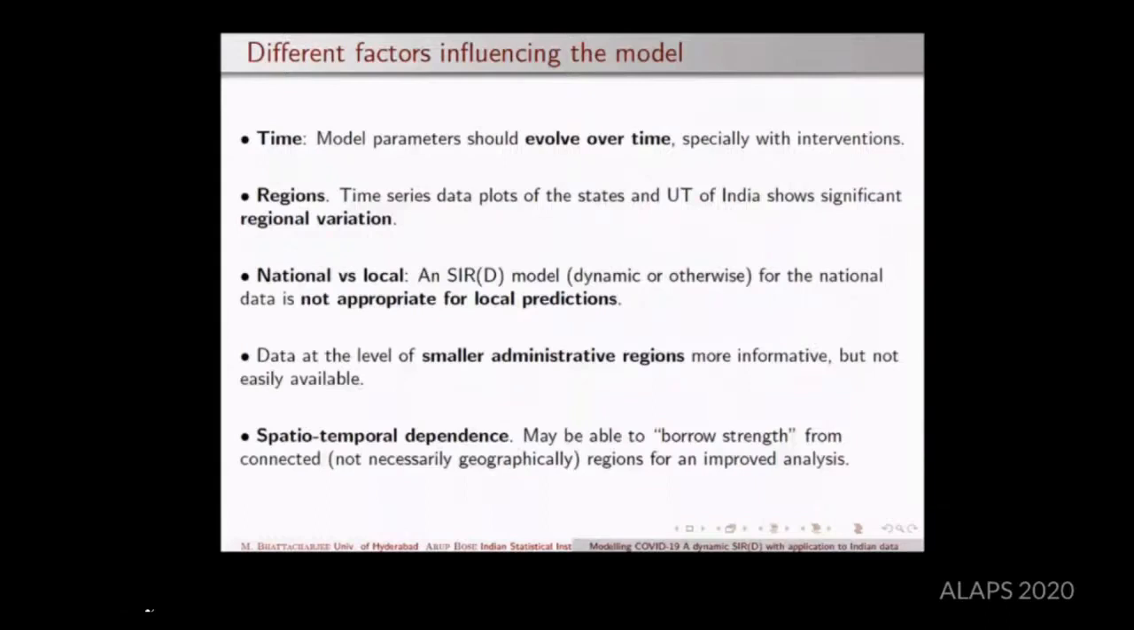And then finally, there is a spatio-temporal dependence. Different regions could influence each other, and so we may be able to borrow strength from connected regions for an improved analysis. In this case, connected does not necessarily mean geographically connected. For example, the metro cities are more connected among themselves because of migration of people or because of airline or train travel among the metro cities. So here, spatio-temporal dependence takes a very different meaning than being geographically connected.